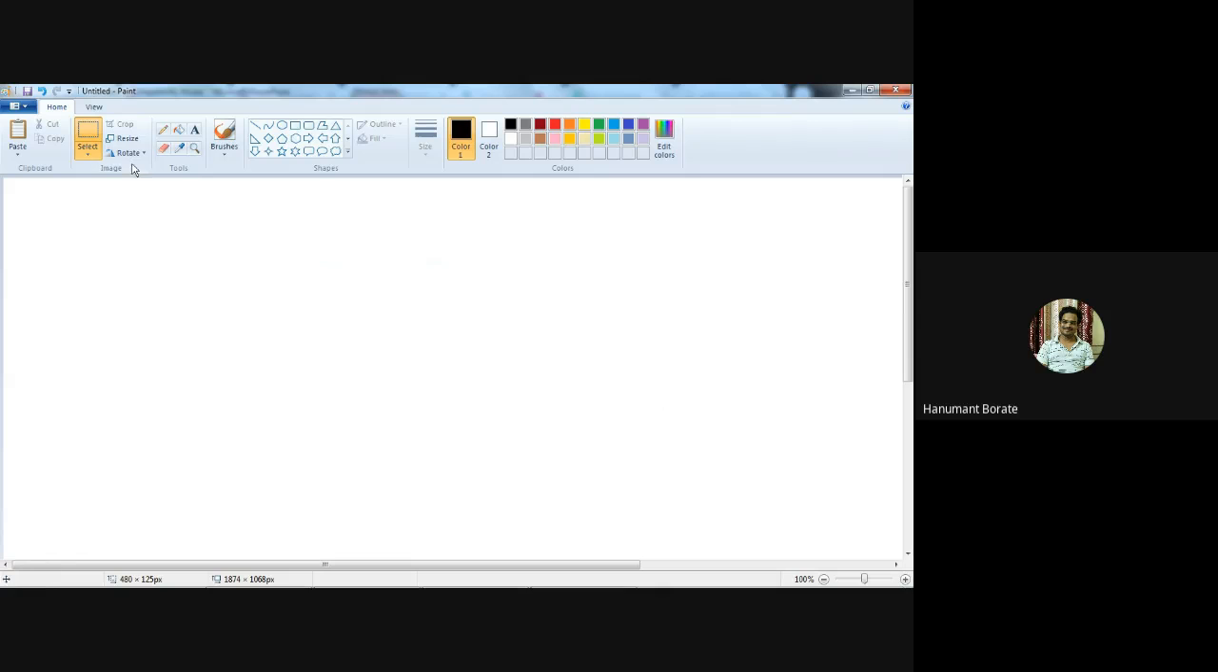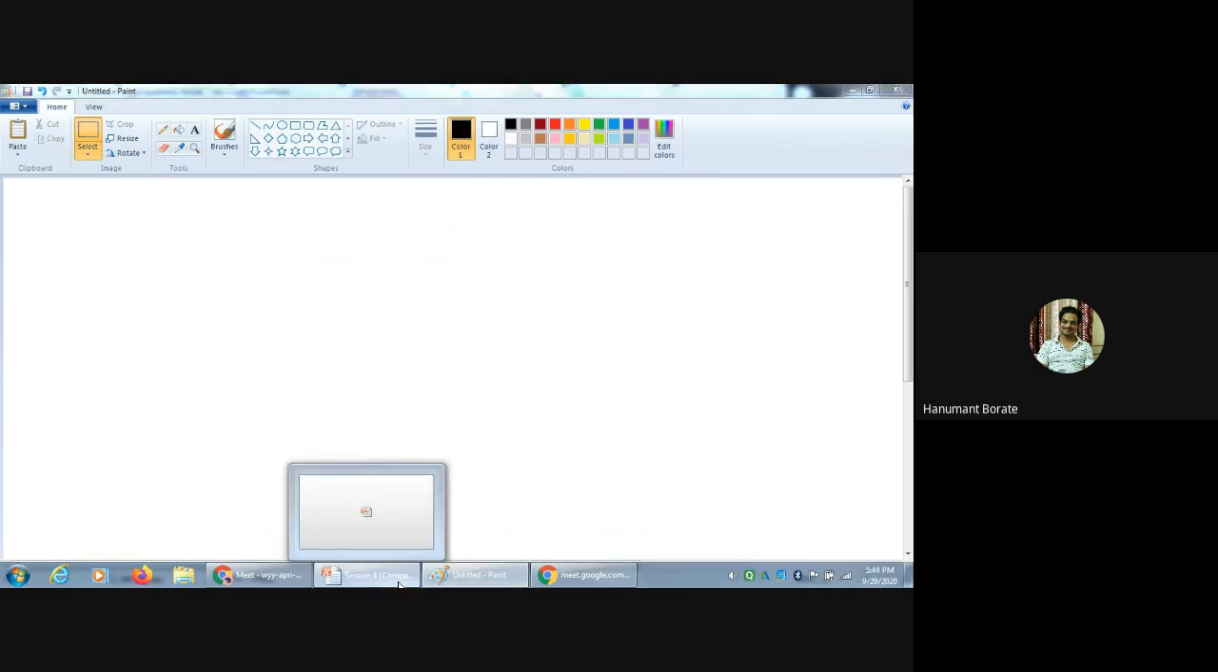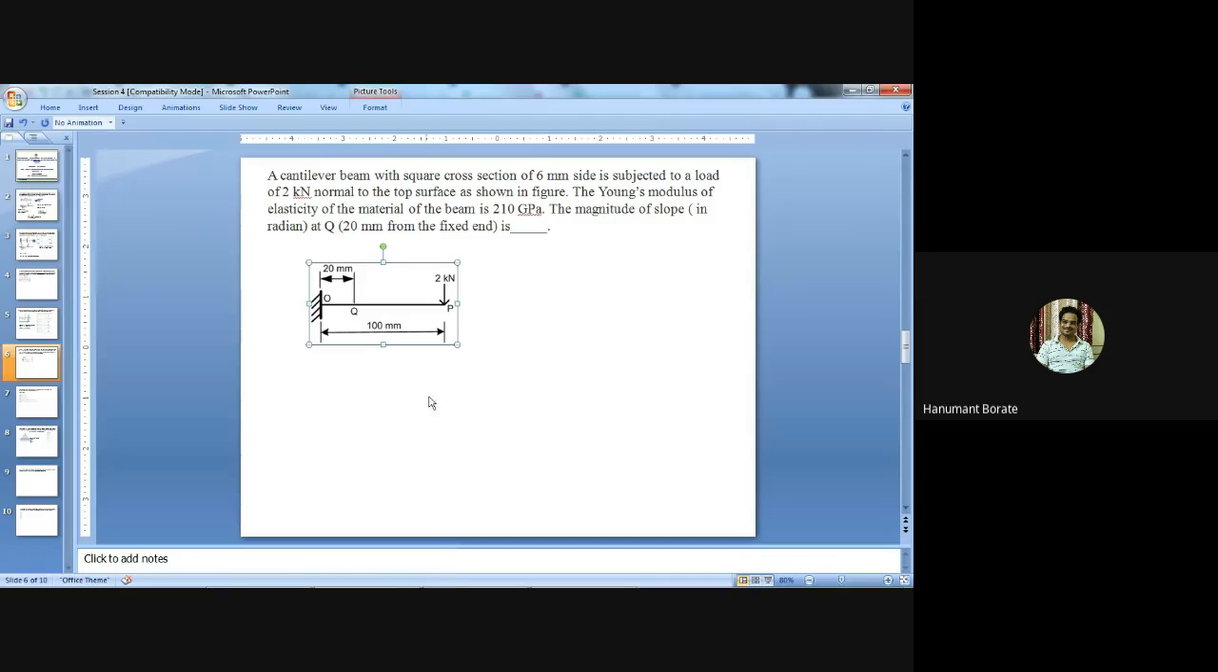Why the conventional method? Because there are very few standard cases. If two loads are applied on the cantilever beam, then there is no standard formula to calculate the deflection or the slope. So we should be aware of the conventional method also.